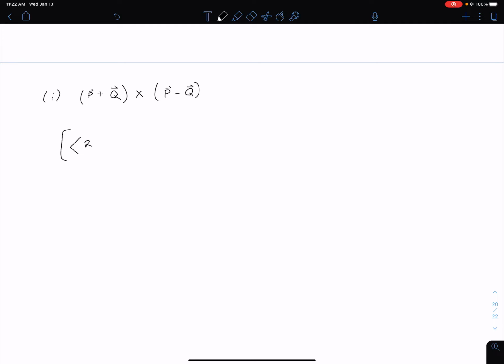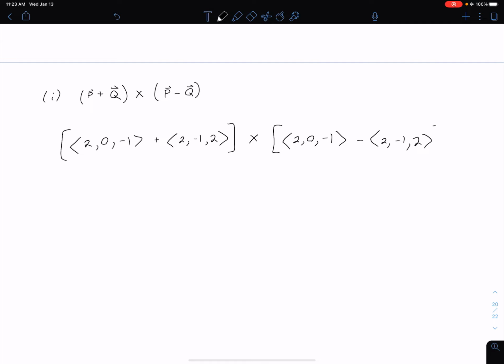But for our P, we had a 2 for our X component, a 0 for our Y component, and a -1 for our Z component. I'm using angle brackets because this is a vector. We're adding to that Q, so for Q we had 2 for our X component, -1 for our Y component, and 2 for our Z component. And we're taking the cross product of that with the difference of the two vectors P and Q. So these are the same two vectors, so 2, 0, -1 for P. Now we're subtracting Q, which is 2, -1, and 2.